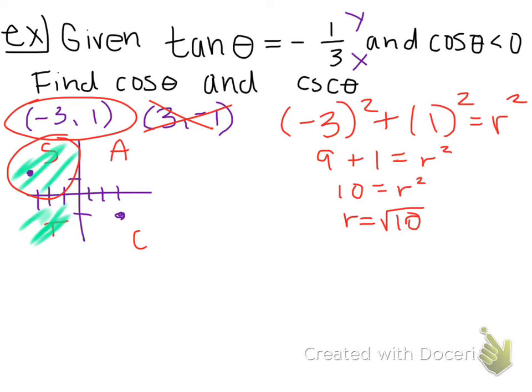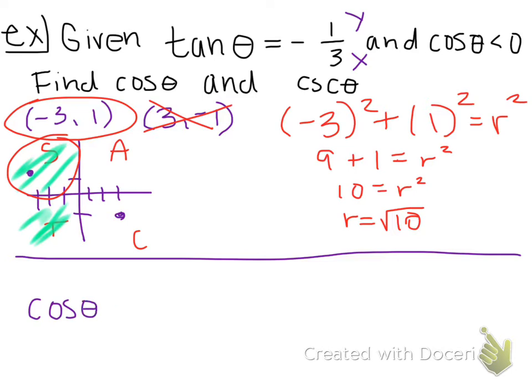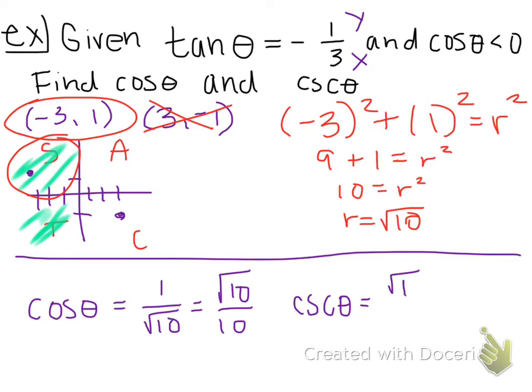So now we just have to finish up the problem and find the two trig functions that they ask for. So they want to know cosine. So cosine is x over r. Rationalize it, we get root 10 over 10. And then they want to know cosecant, which is r over y.